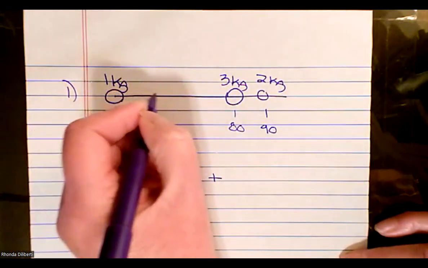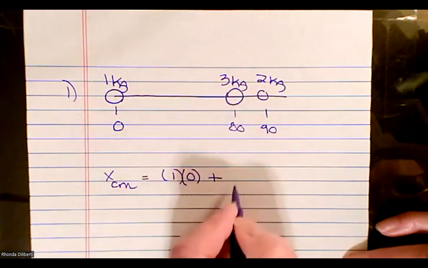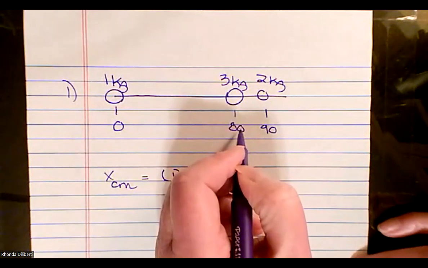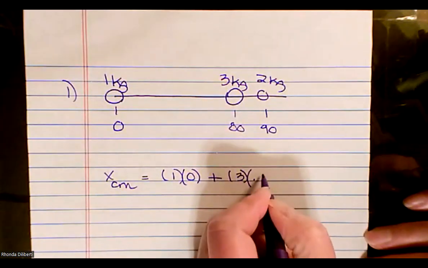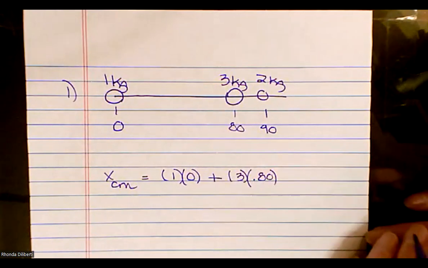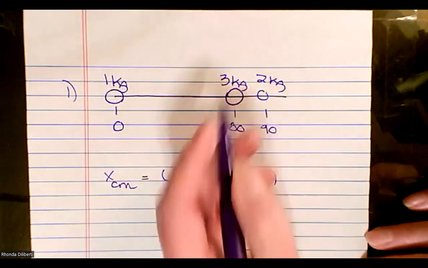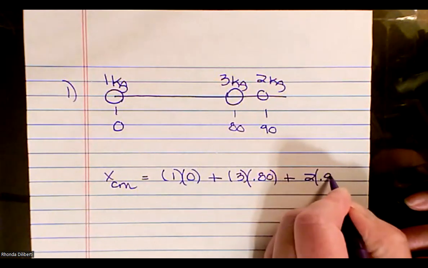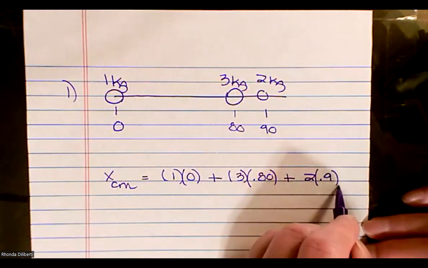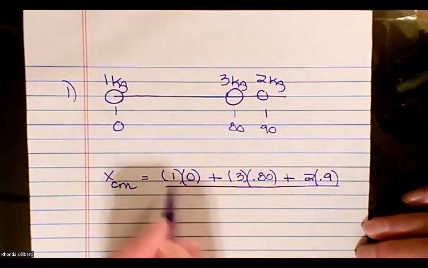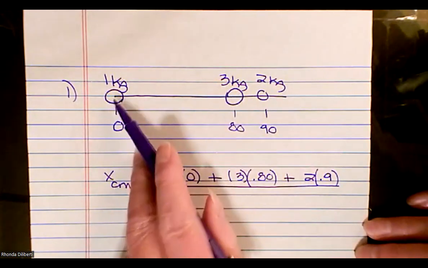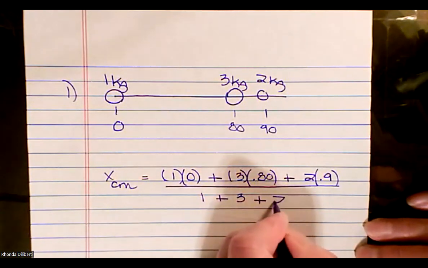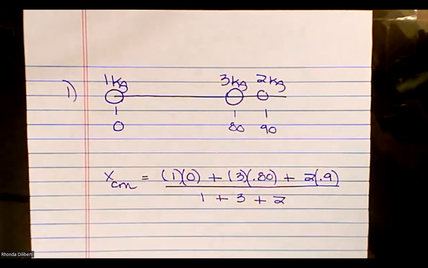Then I encounter another mass, 3 kilograms, and it's at the 80 centimeter location. So I'm going to turn that into meters. And then I keep on walking and I encounter a 2 kilogram mass and it is at position 90 centimeters or 0.9. And so I have three masses, so I have to add them up, all three. And that's how you use the equation.